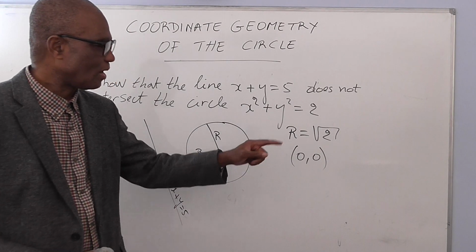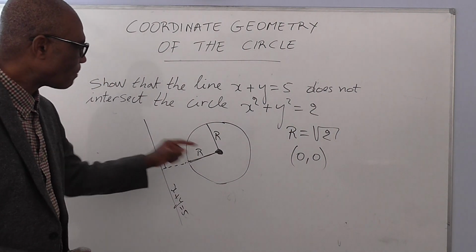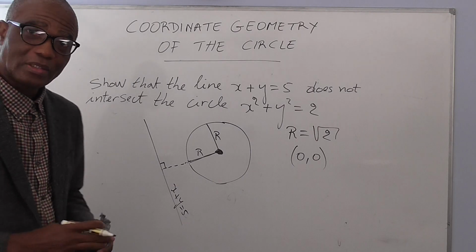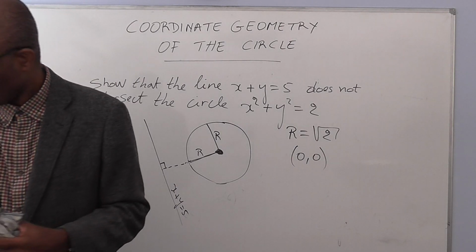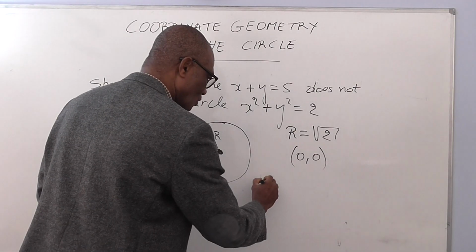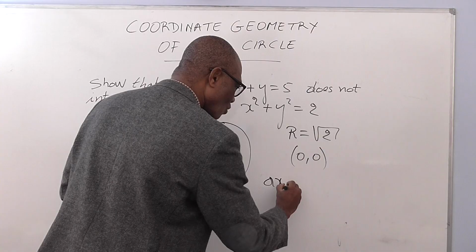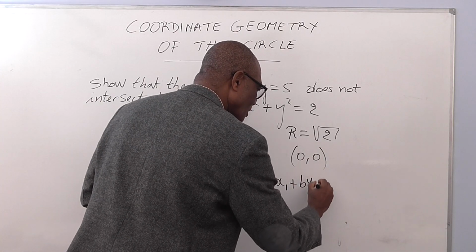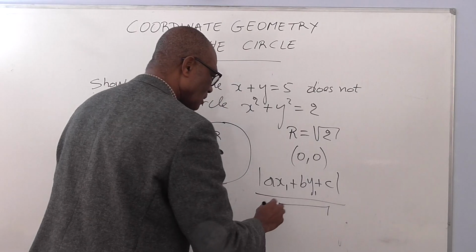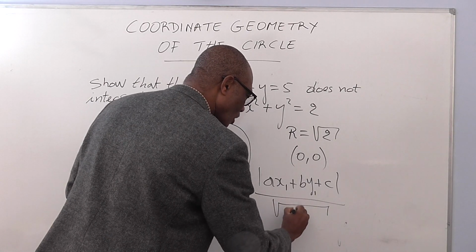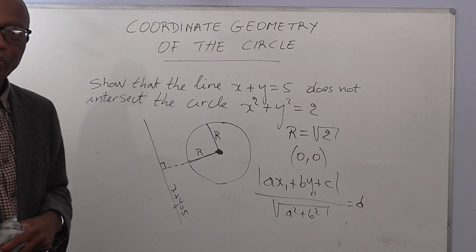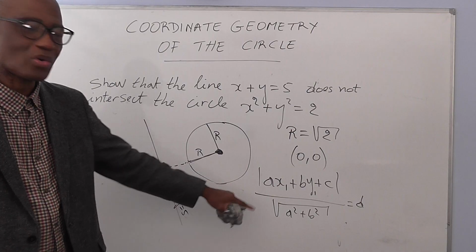Now we have the coordinate of the center and we have the radius. We need to get the perpendicular distance from the center to the line. There is a formula in our logbook that we call the perpendicular distance formula. So I'm going to write the formula. The formula is the absolute value of ax1 plus by1 plus c over the square root of a squared plus b squared, and this is the distance d. This formula is the one that we are going to use.